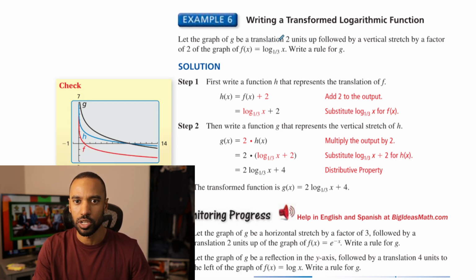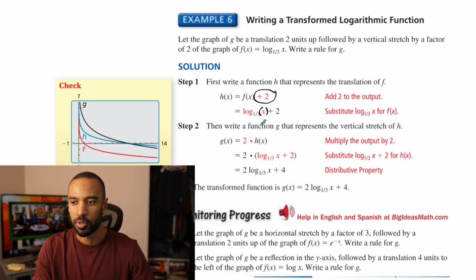Transformation of log equations. Let's go 2 units up, followed by a vertical stretch by a factor of 2. 2 units up is the plus k. That's on the outside of your function. So whatever your original parent function is, we add 2 to it. Remember, if there are parentheses, it's around the x, not around the plus 2.